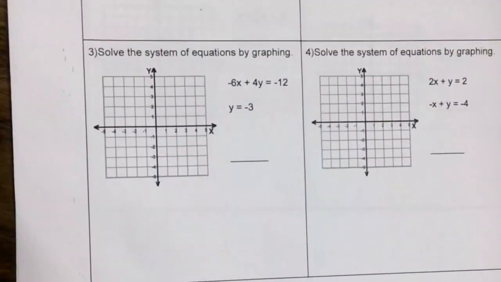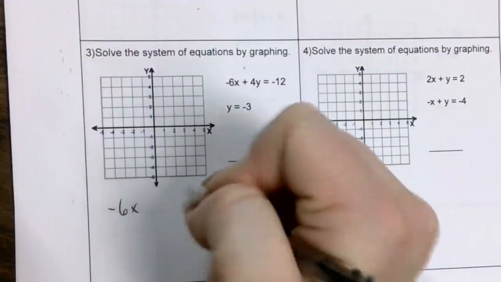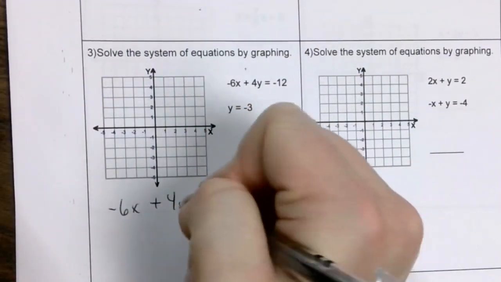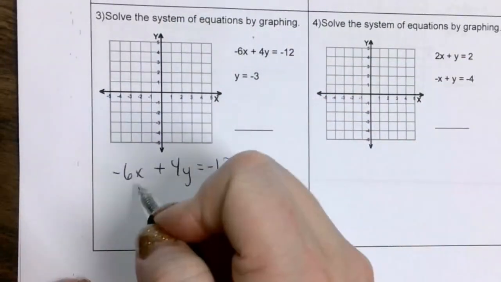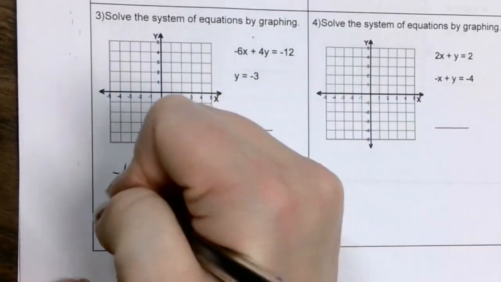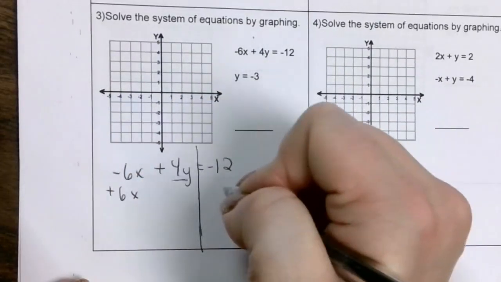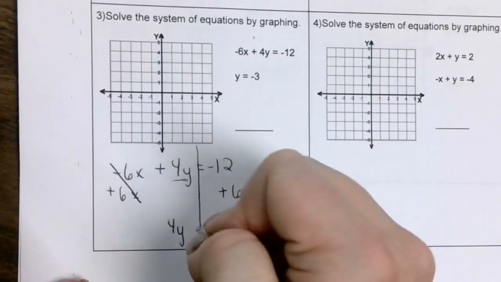Okay, doing the next one. This is tricky. It's not in y-intercept form, so we are going to have to put it in y-intercept form. So we're going to have to use our solving equations. We want to get the y by itself. So first I'm going to add 6x to both sides, and the reason I'm doing that is because I want to cancel this out to get this y by itself.